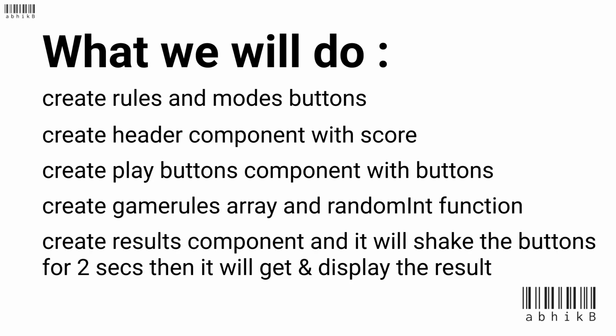So what we will do is create the rules and modes button first, and after that we will create a header component which will have the score also. And we will create a play buttons component with buttons and all these animations for them. And we will create the GameRules array, and also a randomInt function. After that we will create the results component, which will actually execute this checking of whether we win, lose, tie, whatever. It will also shake the buttons for 2 seconds, and then get and display the result accordingly.